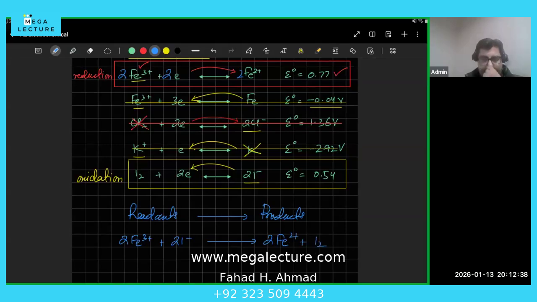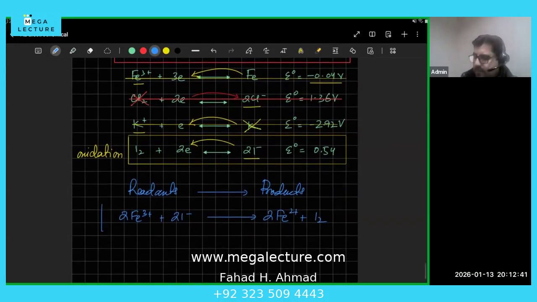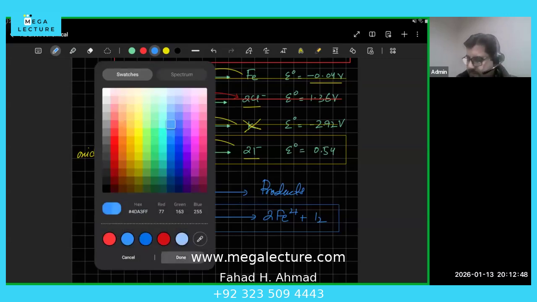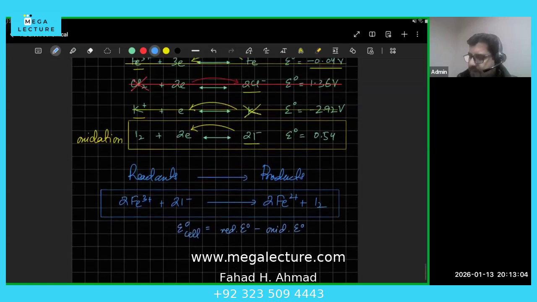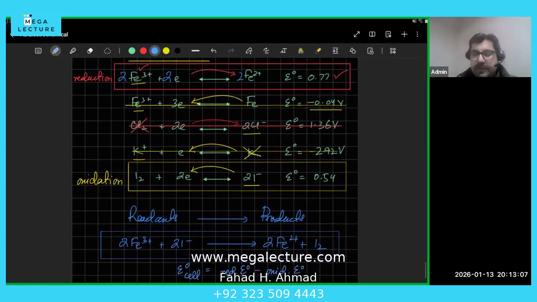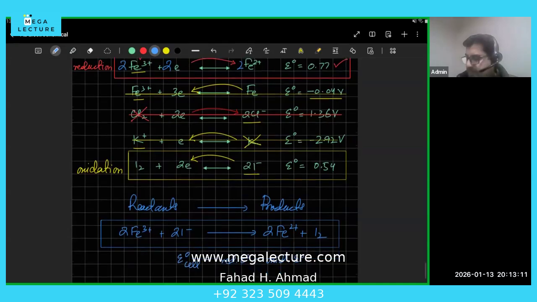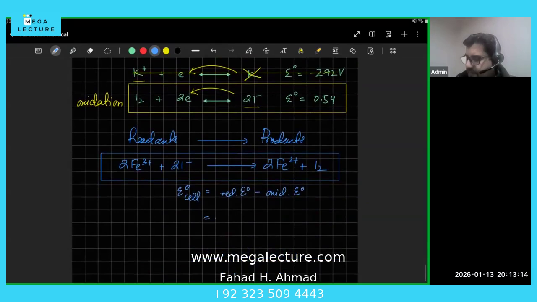That's my overall equation. And we can have the E naught cell for this as well, which is the reduction E naught minus the oxidation E naught. So higher potential minus lower potential, basically. So the reduction is 0.77 and the oxidation is 0.54. So 0.77 minus 0.54. That's going to give me 0.23 volts, I think.